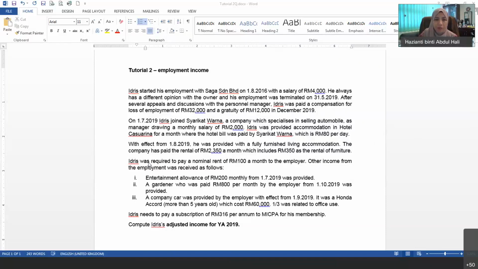Other income from the employment was received as follows: entertainment allowance of 200 monthly from 1st July, gardener 800 per month by the employer from 1st October, company car, Honda Accord more than 5 years old, which cost 60,000. 1/3 was related to office use. Idris needs to pay a subscription of 316 per annum to MICPA for his membership. Okay. Compute Idris adjusted income for year assessment 2019.